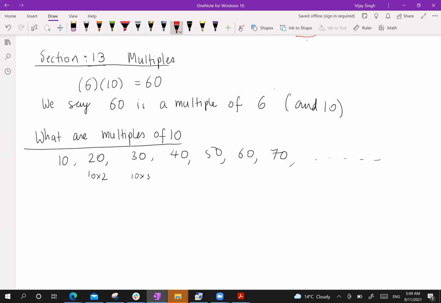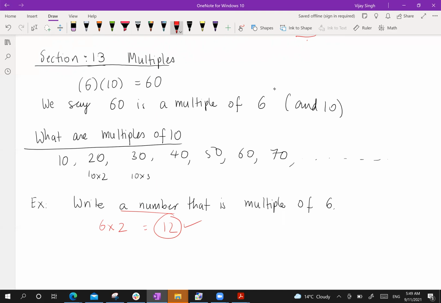So we want to talk about multiples. Let's look at an example. Write a number that is a multiple of 6. Again, what is the solution to this? I'm just writing, say, one number. So 6 times 2 is a multiple, right? Which is what? 12. So when I say 12 is a multiple.